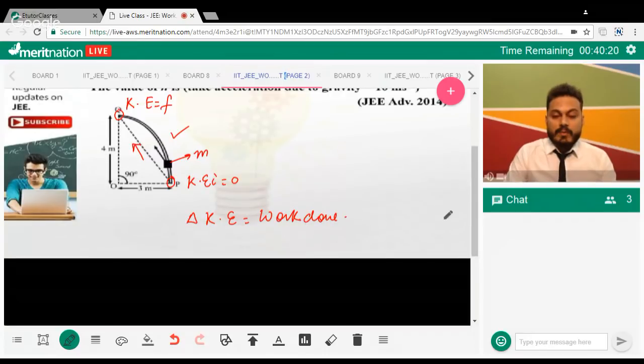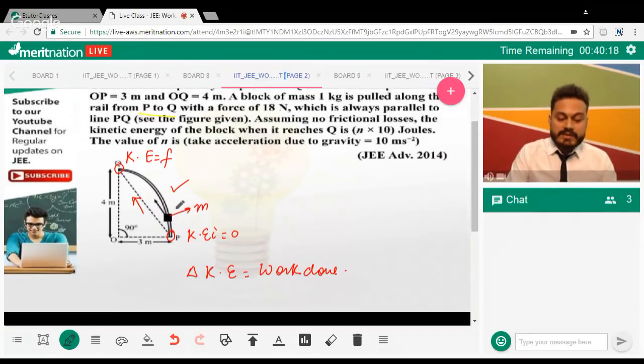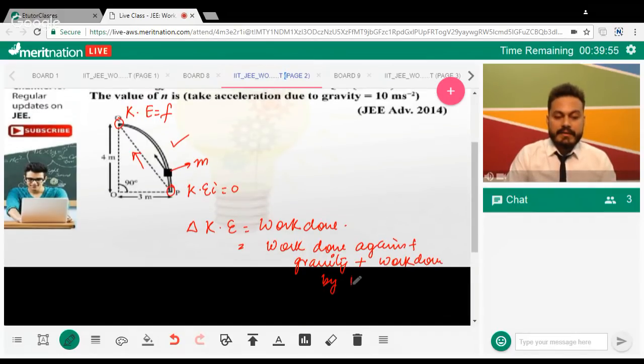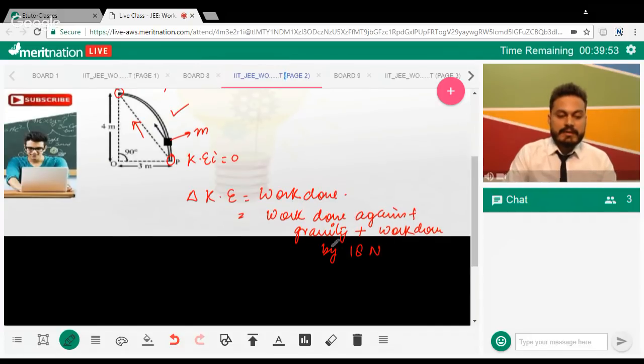Now, what are the forces doing work on this object in the present question? Work done against gravity. Do you guys agree with this? Work done against gravity plus work done by the 18 Newton force will result in final kinetic energy minus initial kinetic energy. Are you guys following?